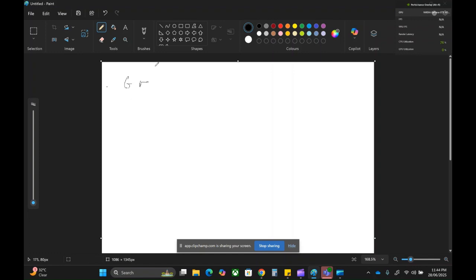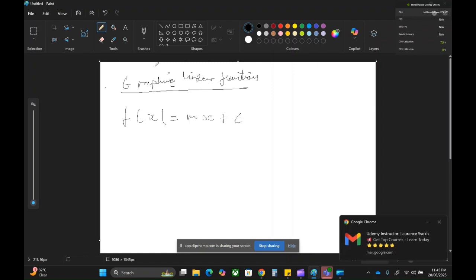So first, graphing linear functions. Yes, let's start off with the basics if you don't remember that. Graphing linear functions. So f of x is equal to mx plus c. So that is your linear function right here.